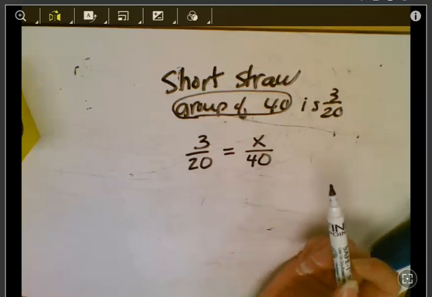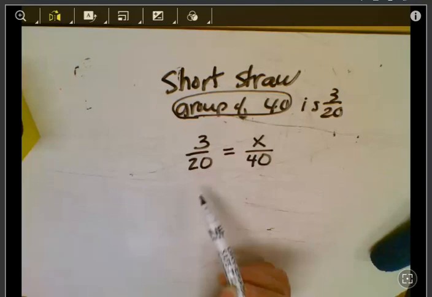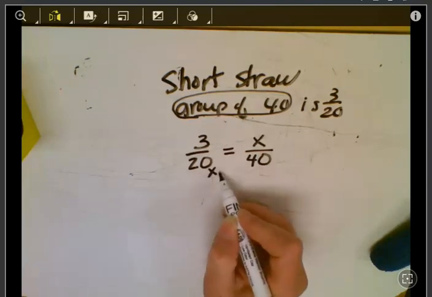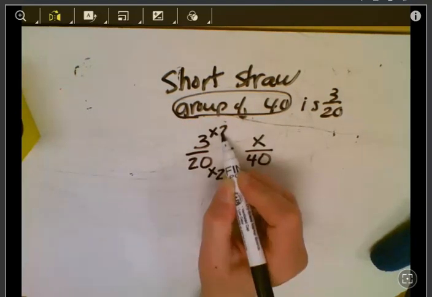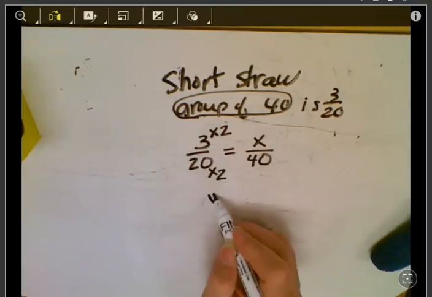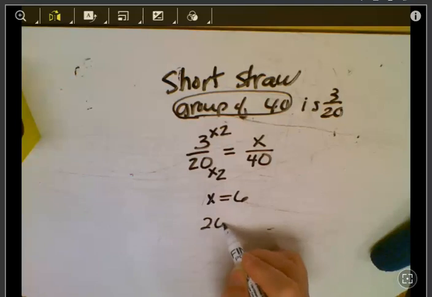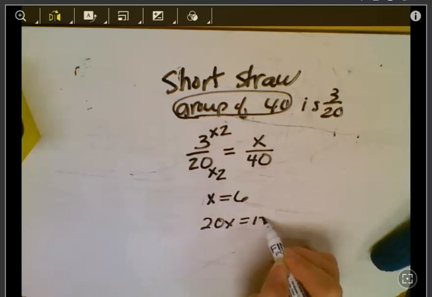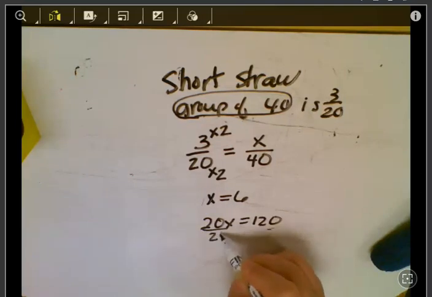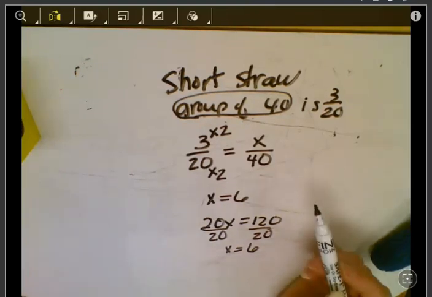So you can do it two ways. You can do your cross products, or you can say, how do I get to 20? I can times by 2, times by 2. So by doing that, I get 40, which leaves me with x is 6. Or again, the cross products could be 20x is equal to 120. And then to get x by itself, you divide by 20. You would still get x is equal to 6. So you would say that there are 6 short straws in that particular one.